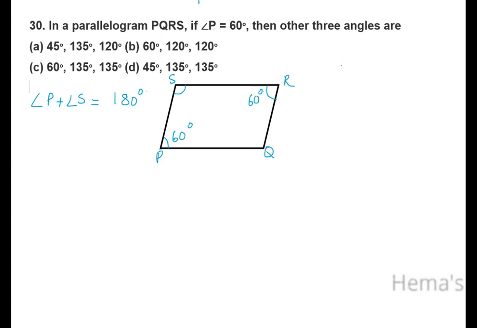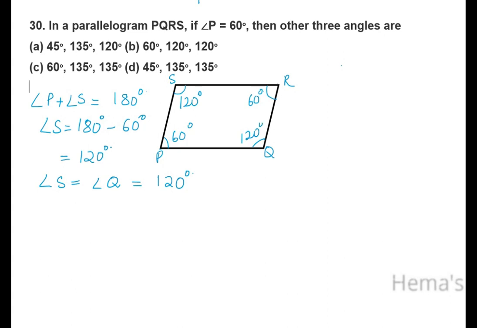So angle P is 60 degrees. Therefore, angle S is equal to 180 degrees minus 60 degrees, which is equal to 120 degrees, and angle S is equal to angle Q. The opposite angles of a parallelogram are equal. Therefore, angle Q is also equal to 120 degrees. So this is 120 degrees and this angle is also equal to 120 degrees. So option B is correct.